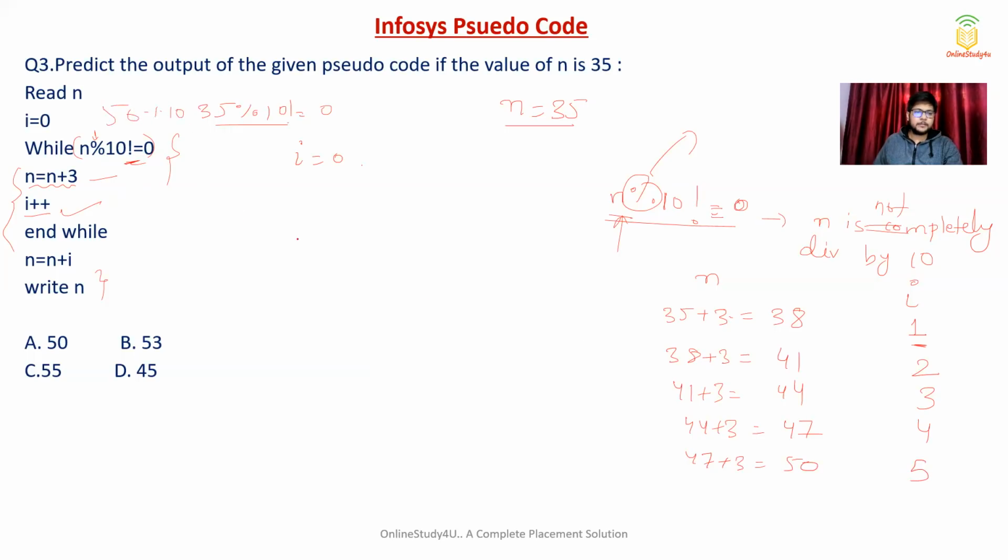It will say, yeah, it is totally divisible by 10, because 50 mod 10 is equal to 0, and the condition does not satisfy. So it will come out of the while loop, and now n is equal to n plus i. So what is the value of n? That is 50. So 50 plus i, what is the value of i? It is 5. 50 plus 5 is equal to 55. And that is my answer, because I have to give the output of n. I hope this was clear to you. Mod operator basically gives me the remainder. Let's move on to the next question now.